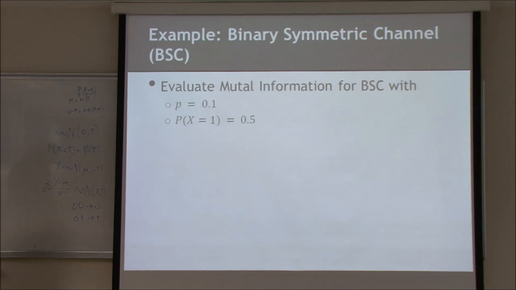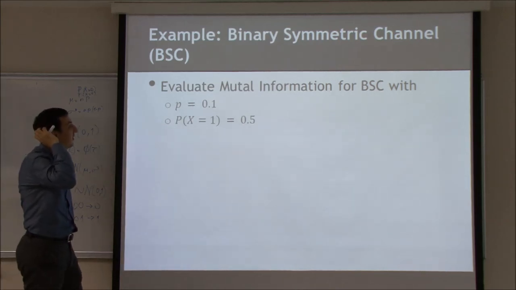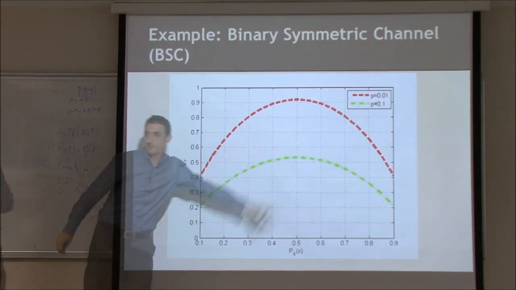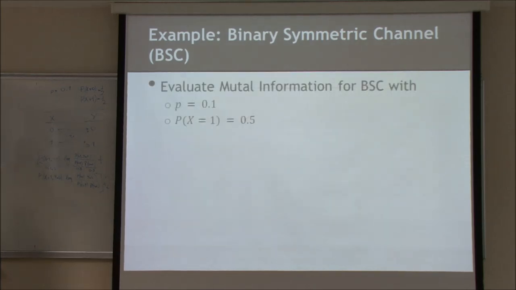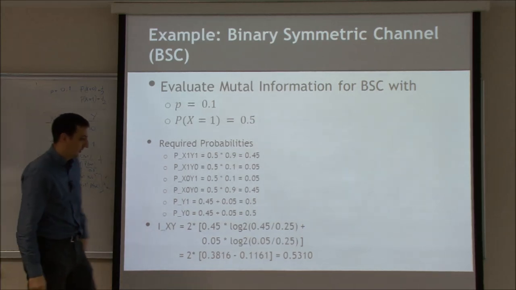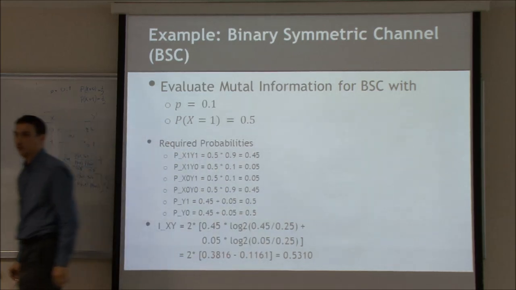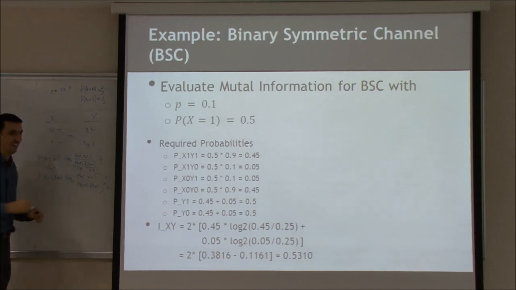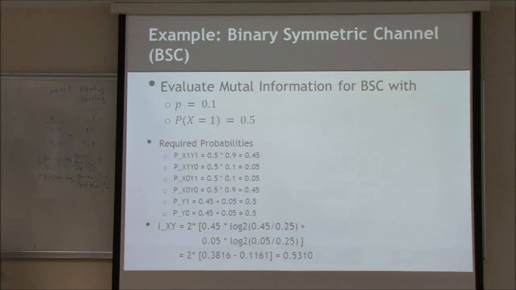So, let's evaluate the mutual information for BSC with these parameters, this point. What is this? Something like that, I think you will have 0.53. And these logarithms are base 2, of course. If you want to measure the bit information. Okay?